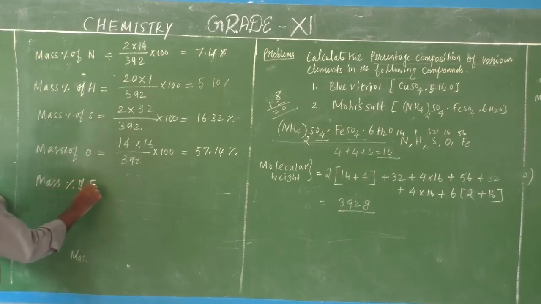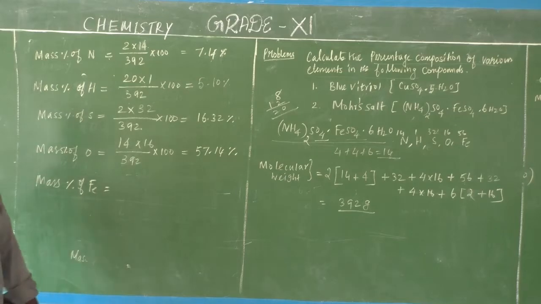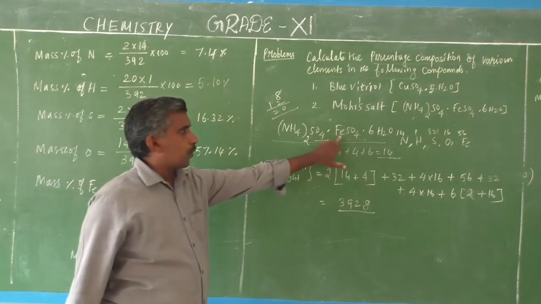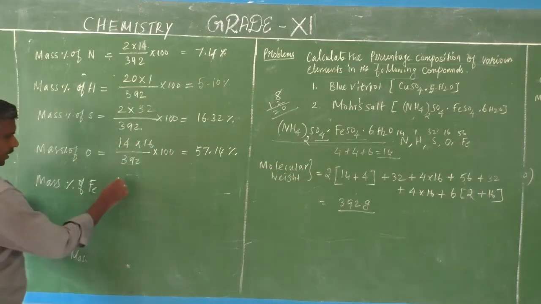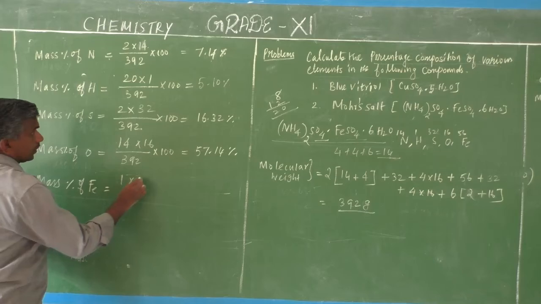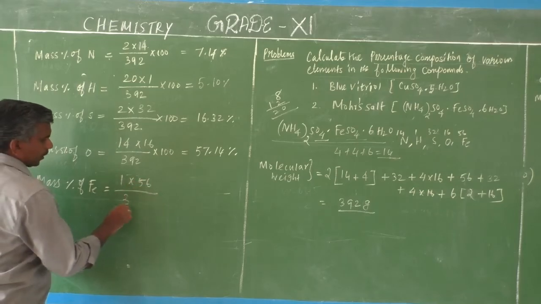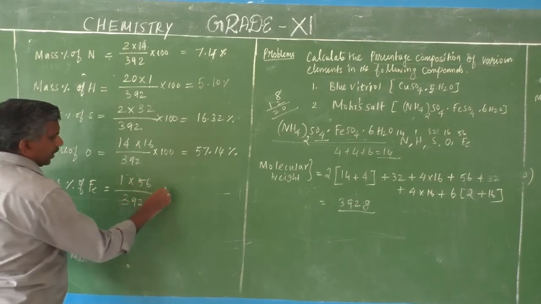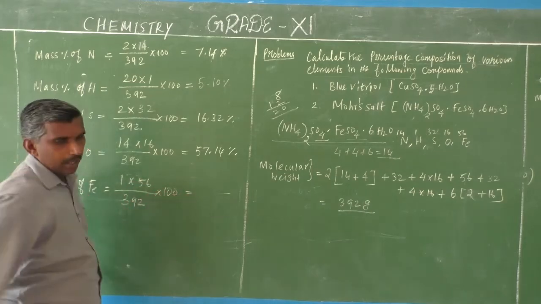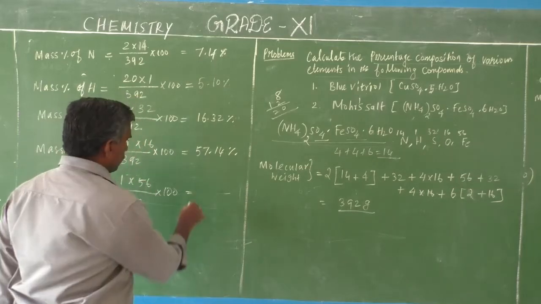Next, mass percentage of iron. How many iron present? Only one iron present. Iron mass is 56. 1 into 56, molecular mass 392, into 100. What is the value? 14.28 percentage.